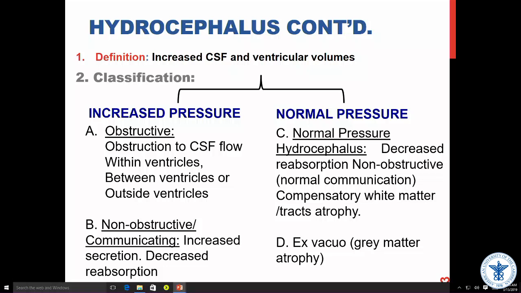So there is decreased reabsorption. It's not an obstruction, it's decreased reabsorption. In one case, when there's decreased reabsorption, you can have increased pressure. Whereas here, we have decreased reabsorption, but there's no increased pressure because there is a compensatory white matter atrophy. In fact, some people believe there could be a slight increase, but you don't record it. Very quickly, there's a drop. Increase, compensated drop. Increase, compensated drop. Finally, therefore, there is normal pressure.